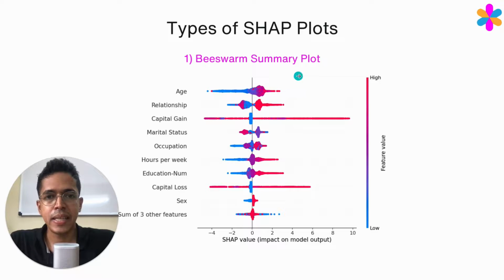First is the bee swarm summary plot, which we already saw. Here we can see the different factors, age, relationship, capital gain, etc., and how they correlate with whether the person has greater than $50K in income or not. So age is positively correlated. All the positive high SHAP values are to the right side, all the red positive high values. So when the feature value is high, meaning when the age is high, it has a positive correlation. You can read it similarly for the different parameters. When you have more capital gain, I don't think it has so much influence. The relationship has an influence because most of the red values are on the positive SHAP side.